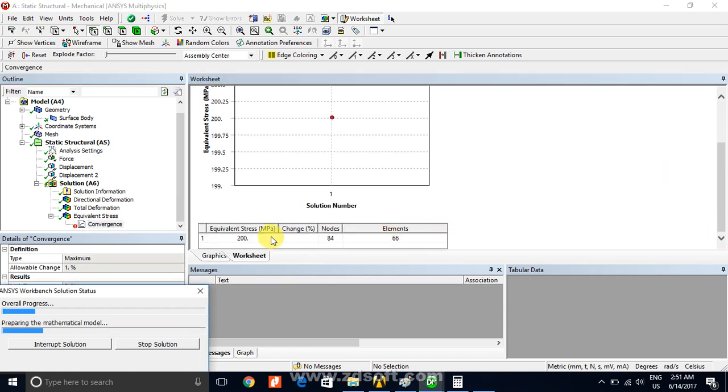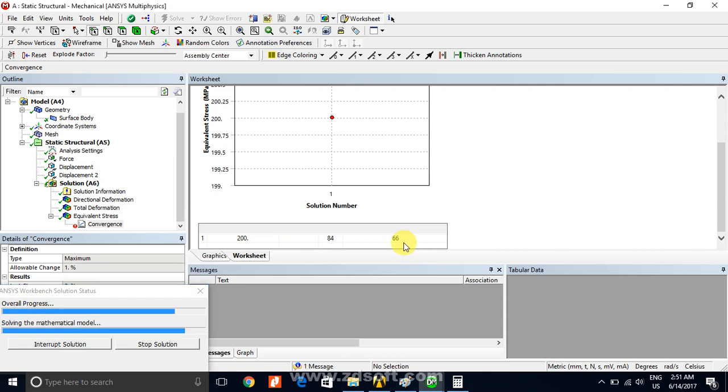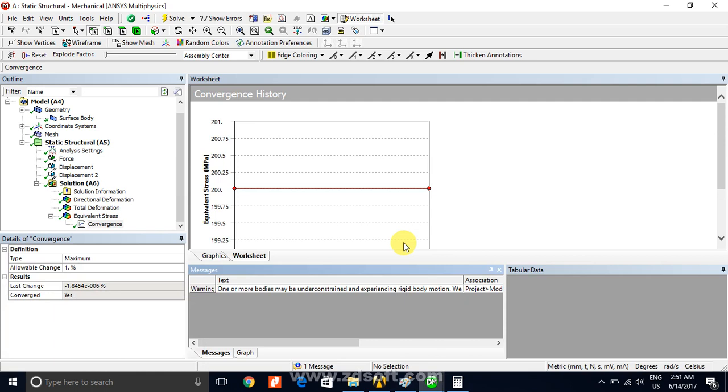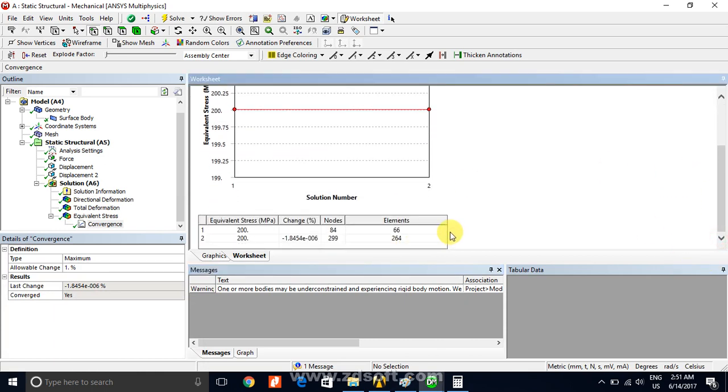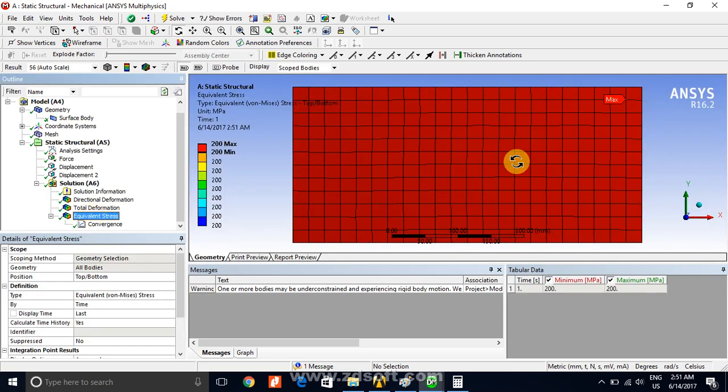In the first refinement there are 66 elements. In the second refinement it is 264 elements, and the change from the previous is nothing. It's 200, 200. You can see it's 200, 200. Nothing changes in the whole body. It means this value is a converged stress value.